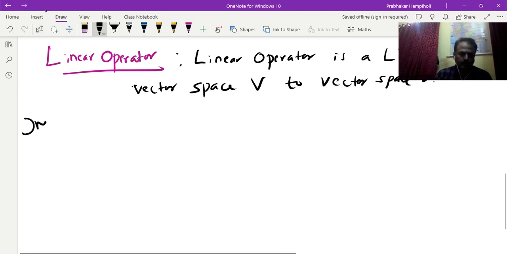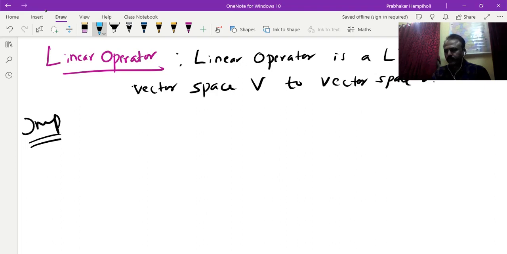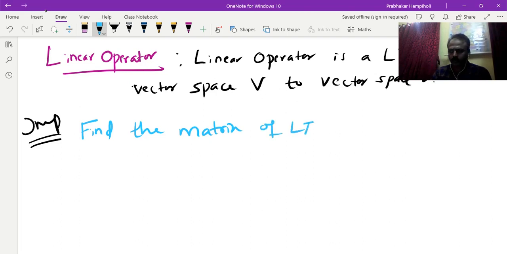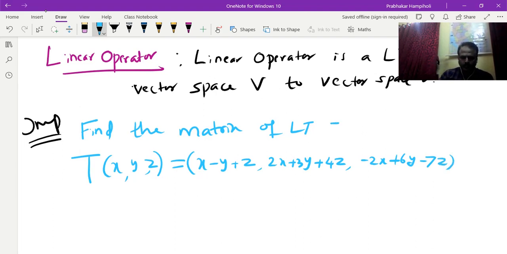So now a very important type of question I am solving. Continuing with matrices, find or compute the matrix of the linear transformation T of (x, y, z) equal to (x minus y plus z, 2x plus 3y plus 4z, minus 2x plus 6y minus 7z). It is a linear transformation from three dimension to three dimension. Again, you can call it a linear operator also.